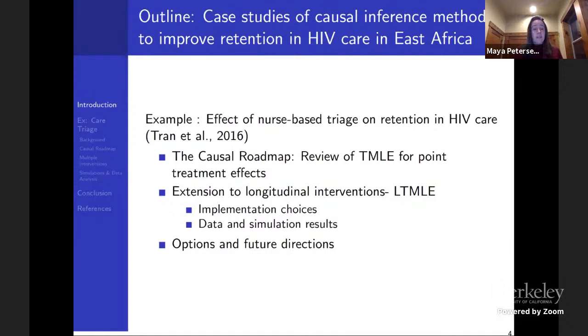And so then next I'll extend that point treatment roadmap to the case where we're interested in the impact of multiple treatment decisions over time, and there's also informative loss to follow-up. So I'll talk a little bit about implementation choices and show some data and simulation results.